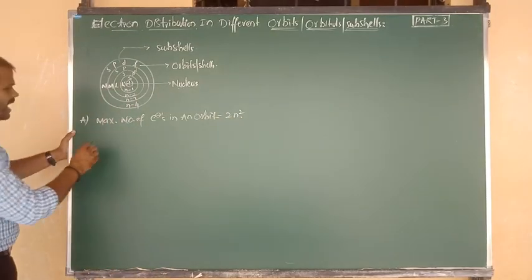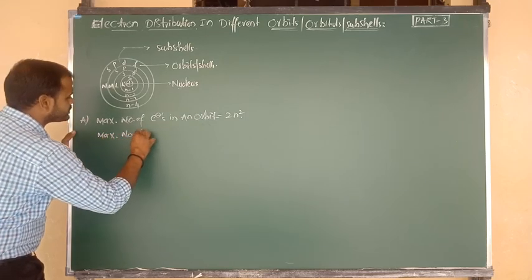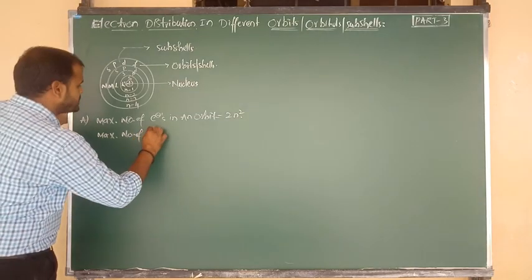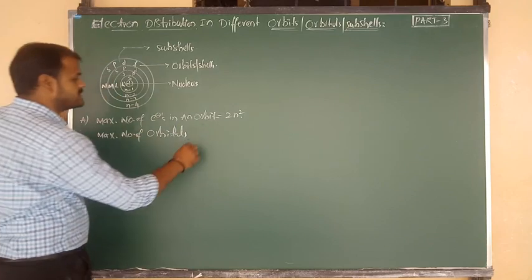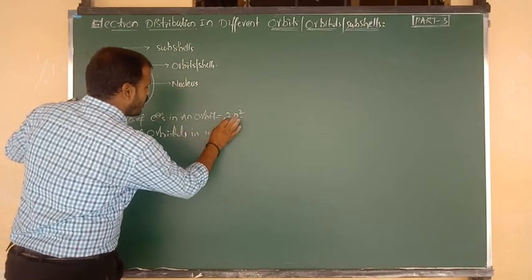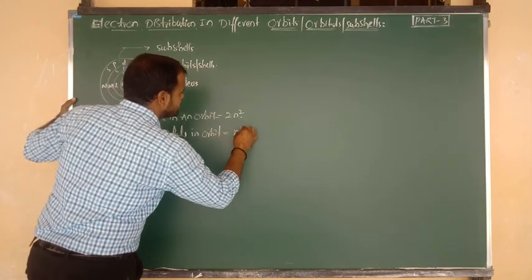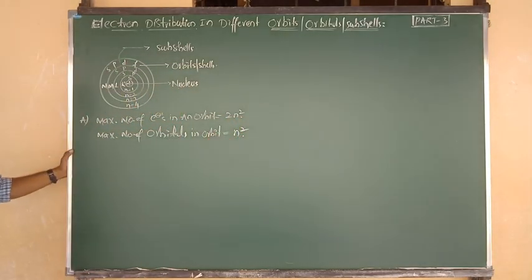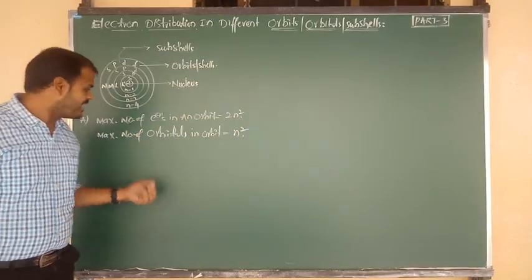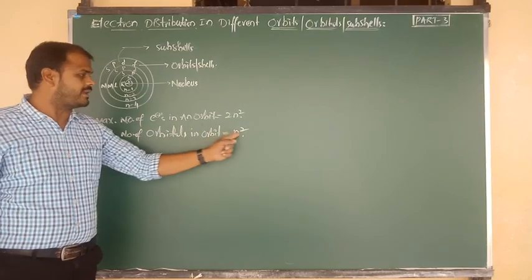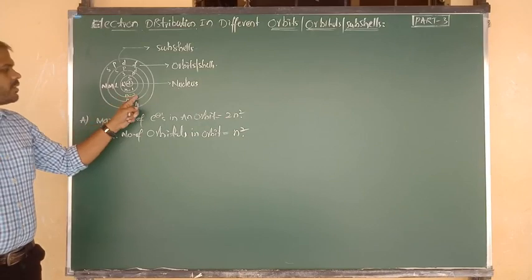And another formula I am going to give you. Next one is the maximum number of orbitals in an orbit. The formula to calculate is n square. So to find the number of electrons, the formula is 2n square, and to find the number of orbitals, the formula is n square.